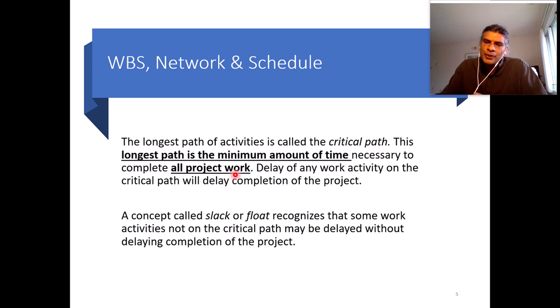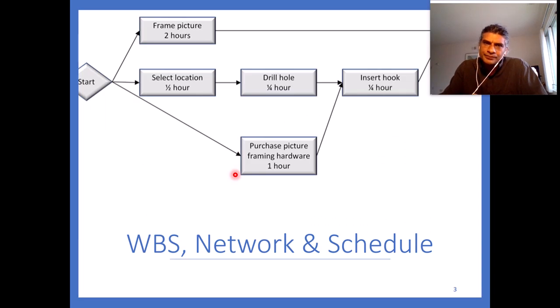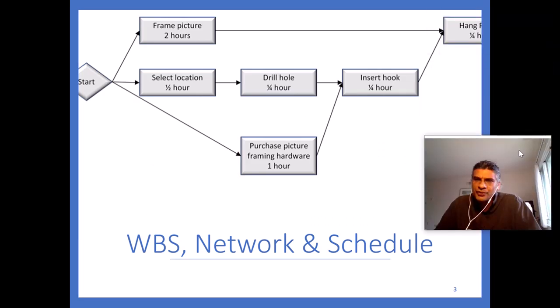When we look at the previous diagram, there are different ways you could complete hanging the photo. You start from here. This is path A: start, frame picture, end. Start, location, drill hole, insert hook, hang. So these are the 3 paths I could see. And for all these 3 paths, if you put the hours here, let's say this takes 2 hours, 2.5 hours, this half an hour, a quarter of an hour, or whatever it is, you add that up together, and it will take this long.